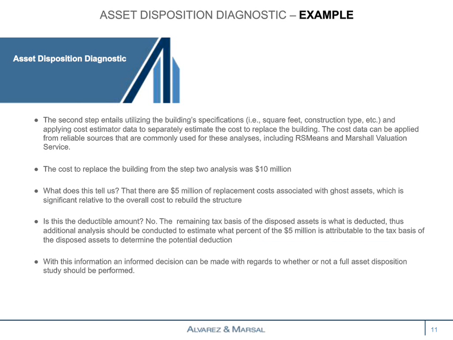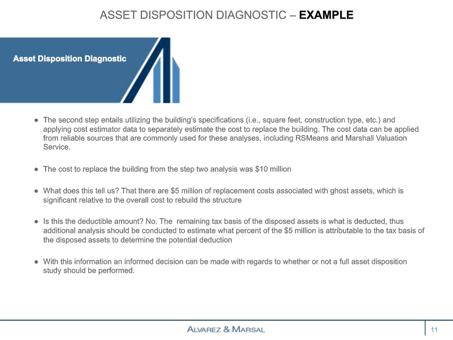It tells us that there's the potential in the fixed asset listing to be ghost assets. The ghost assets are essentially the difference between calculating that replacement cost in a vacuum and what is actually on the ledger. Is this the deductible amount, you ask? No, this is not the deductible amount.